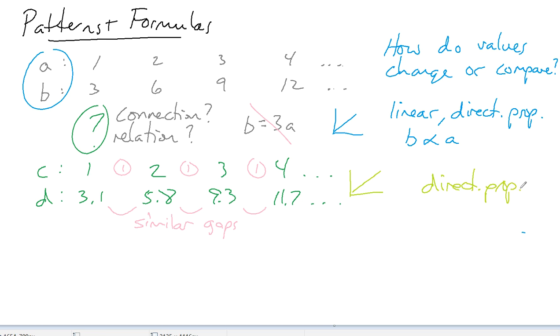I'm saying probably because you don't necessarily know for sure, especially if this is experimental data. It's not guaranteed, since we've only got 4 sets of numbers. There's almost nothing here. But we're looking at similar gaps, which means they're probably directly proportional based on what we have, and D would be directly proportional to C. That's the idea we're looking for. If we make C twice as big, D will also probably get twice as big. How do things change? How do they compare?